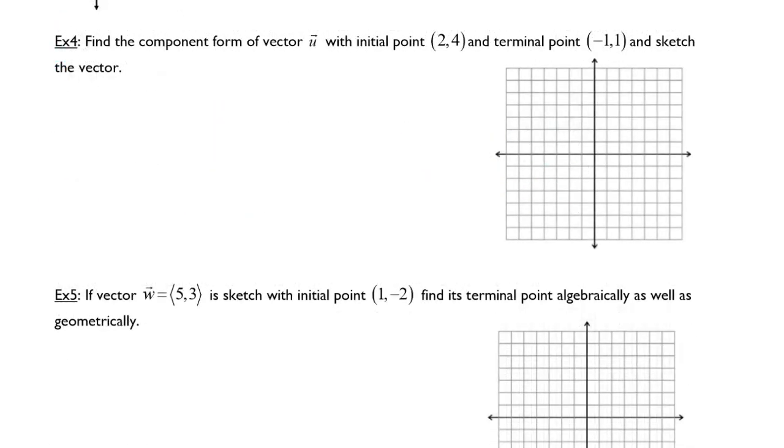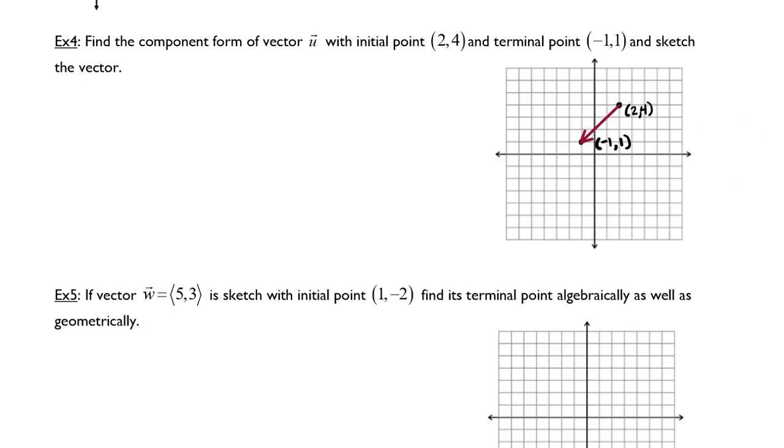Let's find the component form of vector u with initial point 2, 4 and terminal point negative 1, 1. And then we'll sketch the vector. I start at the origin and count 2 to the right and up 4. And I'll put a point there and label it 2, 4. I will then start at the origin again, count to the left 1 and up 1. Put another dot there, this is my terminal point, and label it as negative 1, 1. I will then take the initial point and go to the terminal point, and that is my vector.